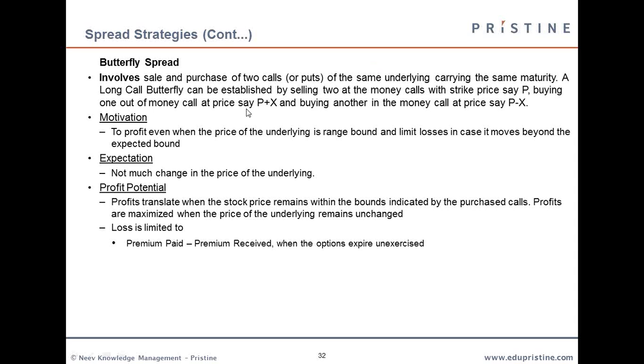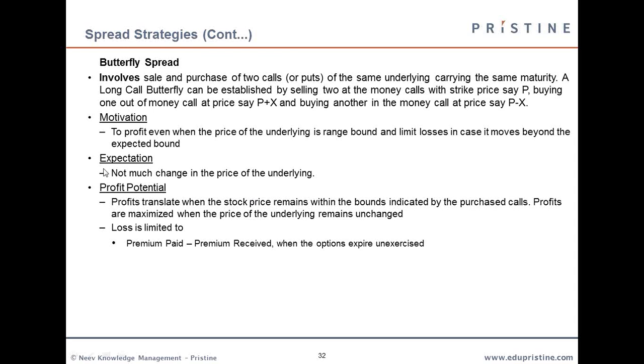Here, this is slightly more complex when compared to the bearish spread or the bullish spread. Here what we do, we have three different call options. First, we sell two call options at some strike price, say P. And then we buy a call option which has a higher strike price, and also we buy another call option which has a lower strike price when compared to this.